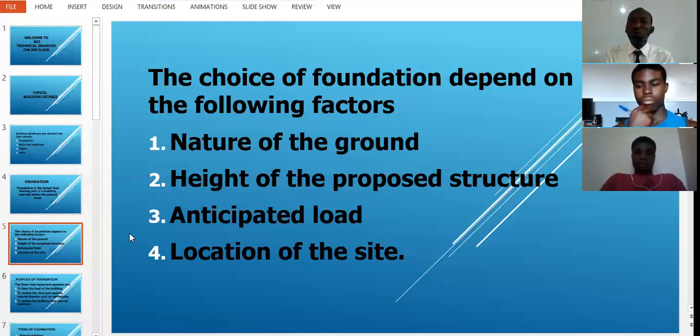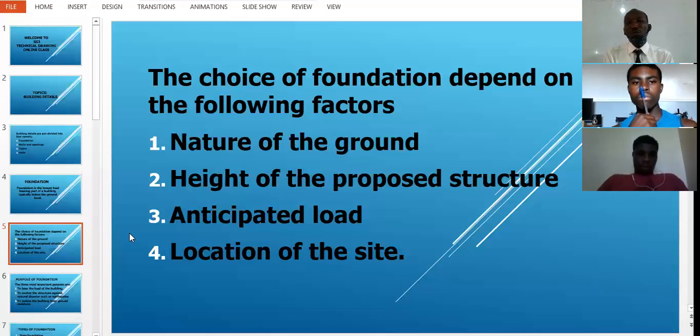The first factor we say is the nature of the ground, the kind of soil that you have there. Is the place a waterlogged place? Then the second one we say height. What is the height of the proposed building? The third one is the anticipated load. And the last one is the location of the site.